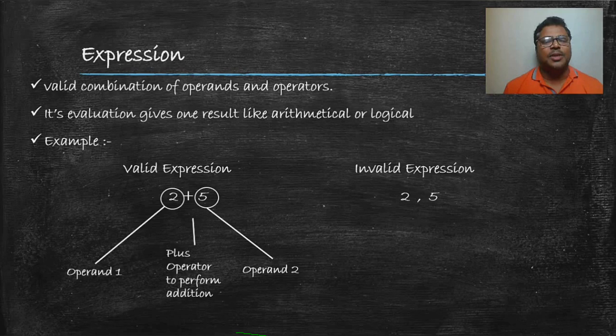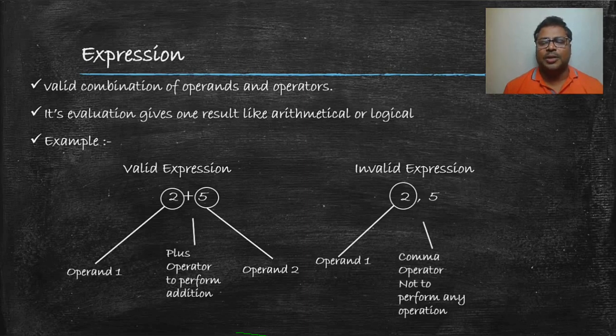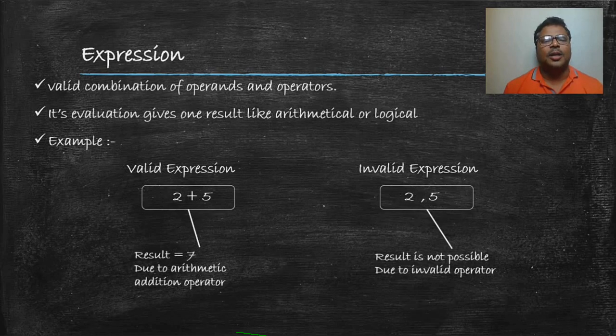It has two operands with an operator in such an order that it can give some result. In the invalid expression, 2 is also the first operand, comma is an operator, but it does not perform any operation. The comma will not perform any arithmetical operation or logical expression, and 5 is also an operand. So what proper result will it give? A valid expression will give the result 7, and a result is not possible for the invalid one because the operator is invalid. Due to the arithmetical addition operator, it gives the result 7. So this is the expression.